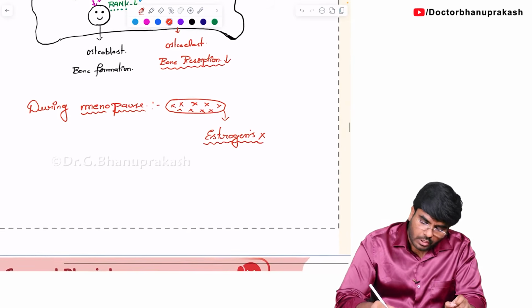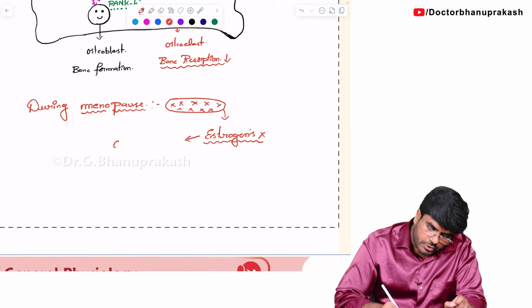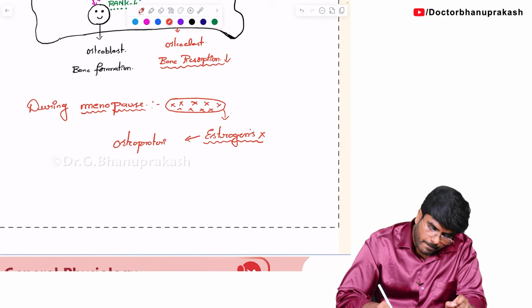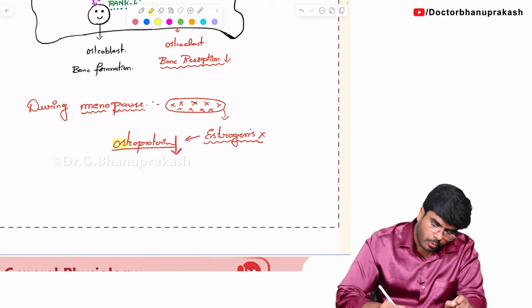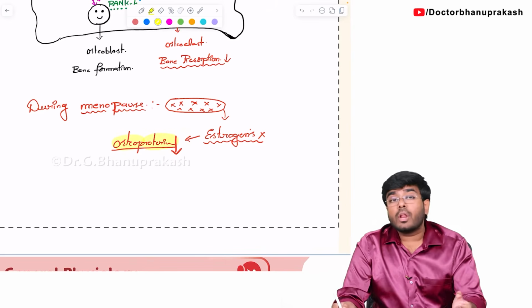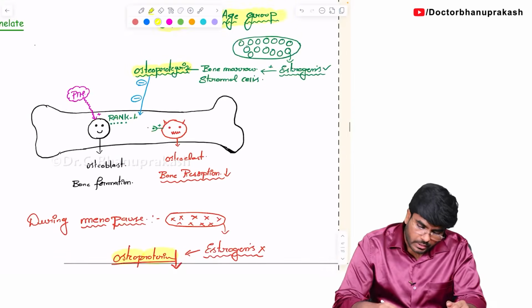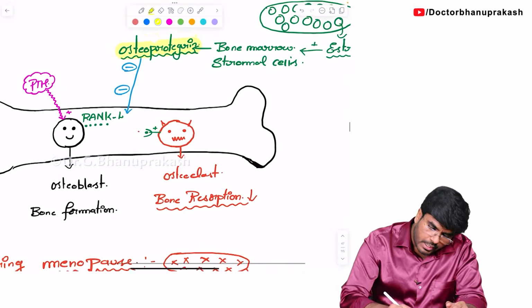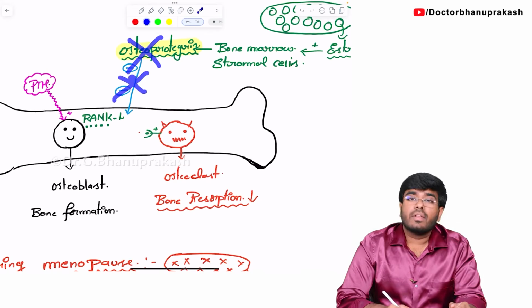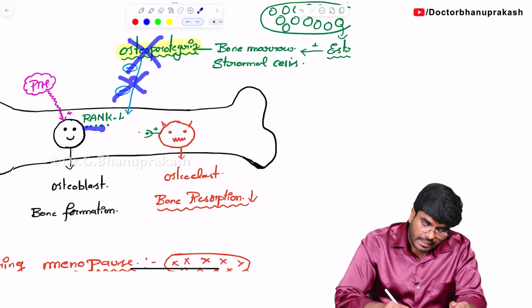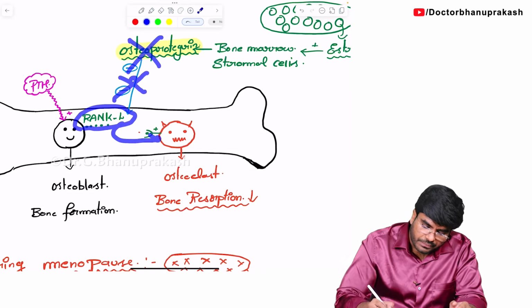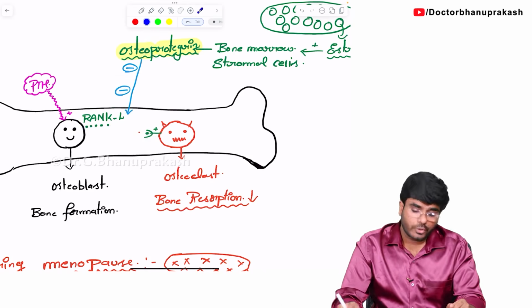Now, whenever the estrogens are not there, tell me what will happen to the osteoprotegerin levels? Osteoprotegerin levels are going to decrease. There is no more osteoprotegerin, or no more bone protection. Whenever osteoprotegerin is not there, look at this. Today what happened? Osteoprotegerin is not there. Now the RANK ligand will directly go and activate the osteoclast. This is what is going to happen.